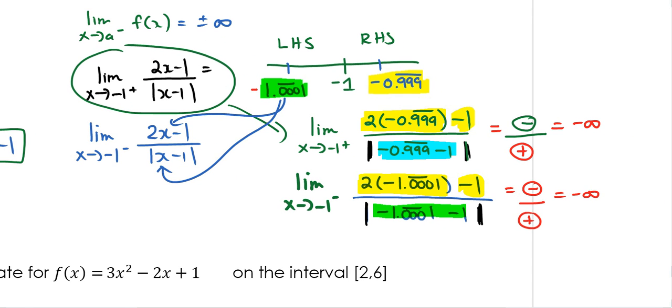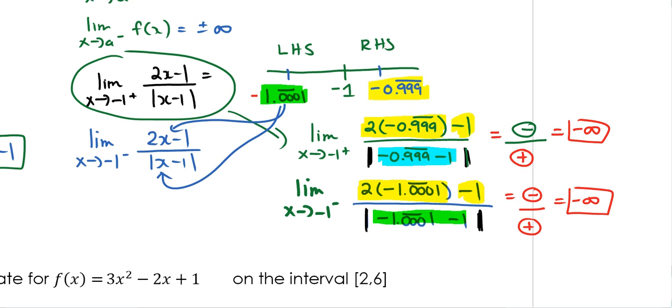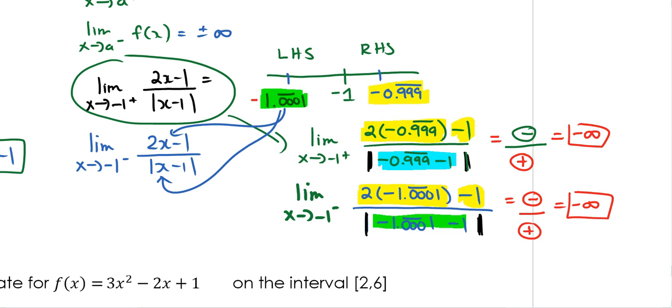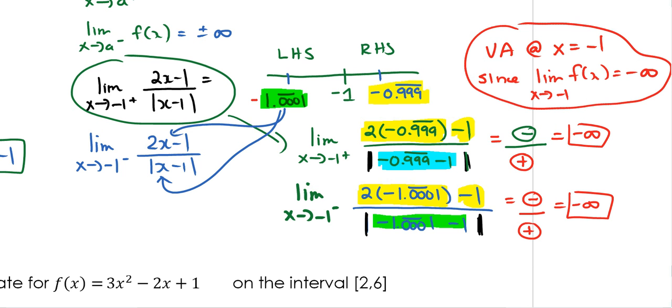Okay, so basically from this, I can see that I have a negative infinity from the right-hand side and a negative infinity from the left-hand side. So I would just finish off by saying that I do have a vertical asymptote at x equals -1, since my limit as x approaches -1 gives me negative infinity. All right, so there's my final statement right there. I do have a vertical asymptote at x equals -1, because when I approach the limit from the left-hand side and the right-hand side, I do get negative infinity.